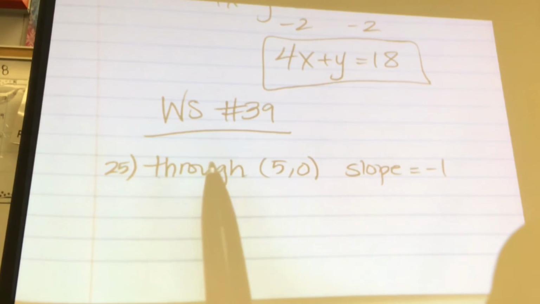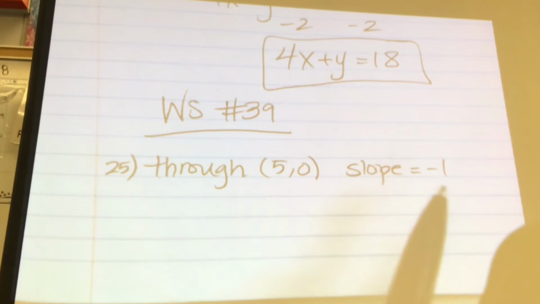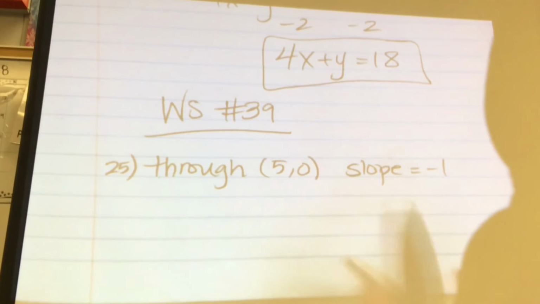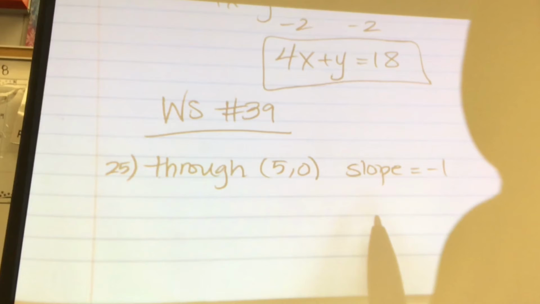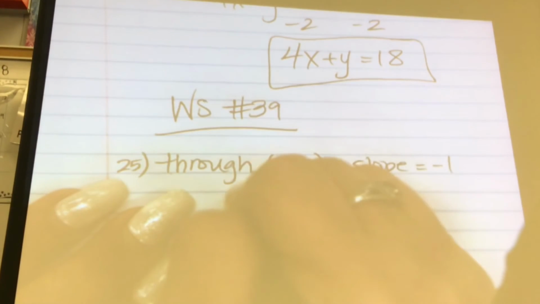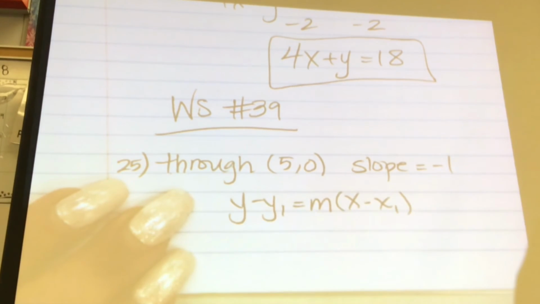I wonder which formula I should use. They give me a point and they give me a slope. What is that formula called? It's called point slope formula. Man, that's easy to remember. They give me a point and a slope, so what formula should I use? The point slope formula. Nicely done. So I'm going to plug it in. Y minus y1 equals m times x minus x1.